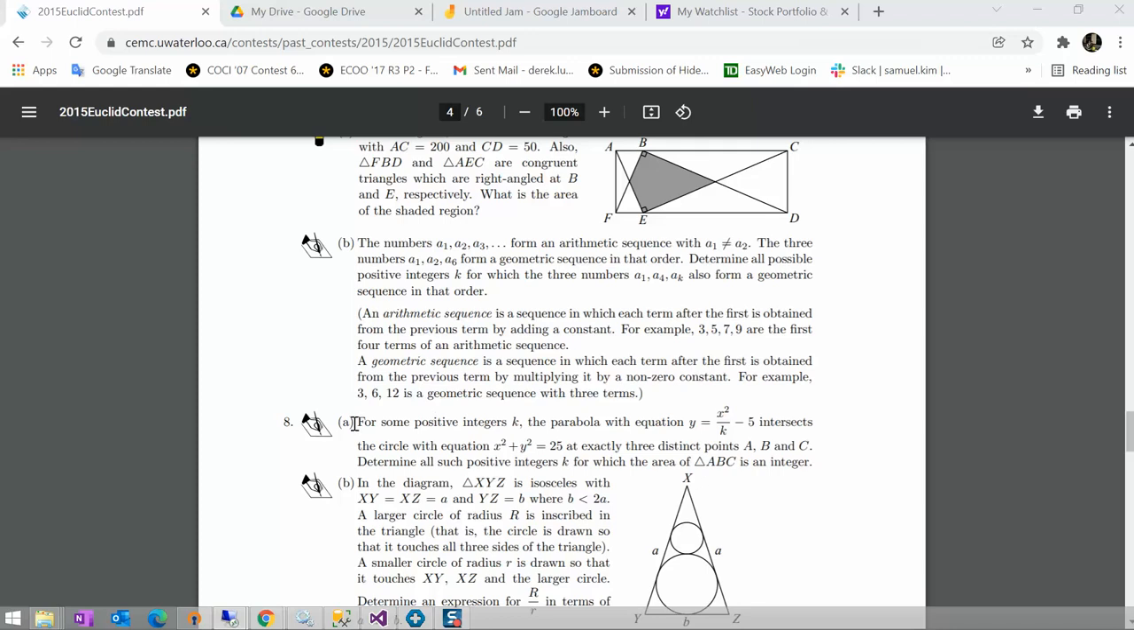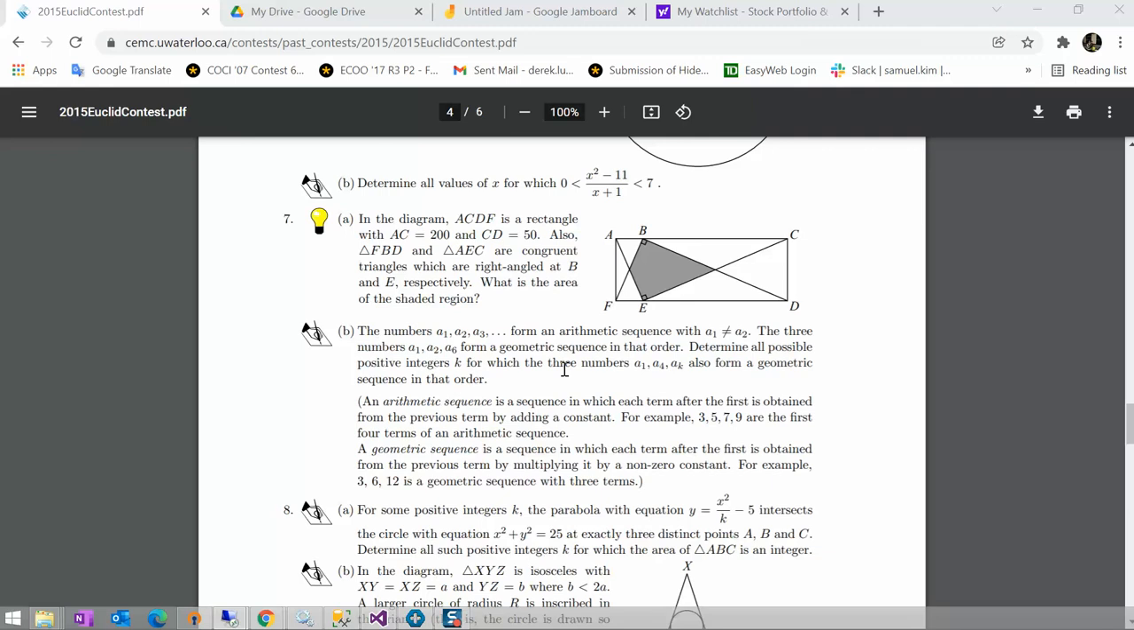Let's look for 7B. Is this whole sequence an arithmetic sequence, right? So A1 is not equal to A2, which means the difference cannot be 0. There are 3 numbers that form a geometric sequence, and we determine the possibility of K. This one also forms a geometric sequence, right? So this is a very straightforward question. We should understand it's no creative, right?